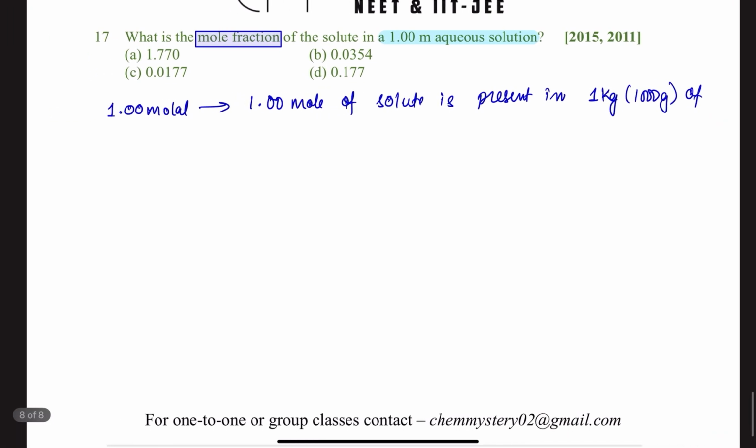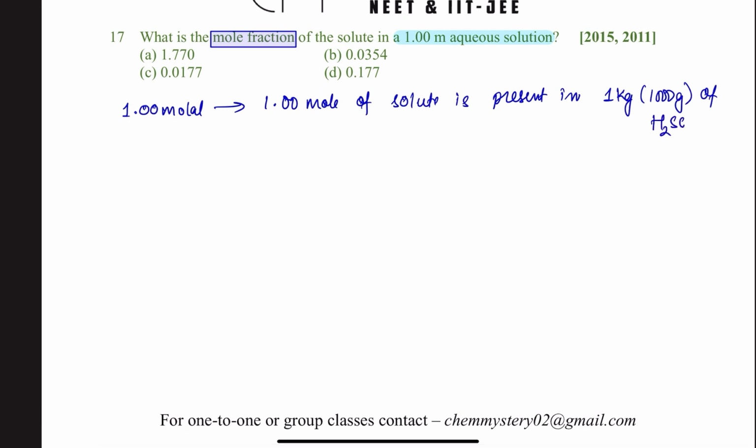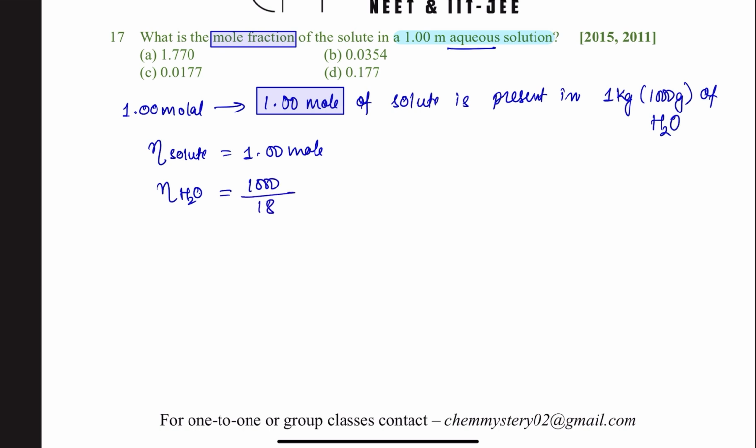Now this is an aqueous solution. So what is the solvent? Water. Sorry, why am I writing H2SO4? H2O, right? The solvent is water because this is an aqueous solution. From here, what information do I get? Mole of solute is 1 mole. Mole of solvent, water: mole is given mass by the molecular mass. Given mass is 1000 gram, molecular mass of water is 18. Yesterday also we found this one. We have done this kind of question. 55.55 moles.